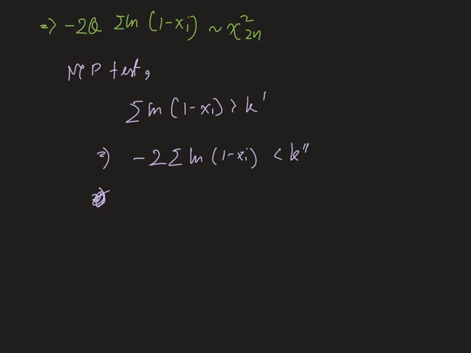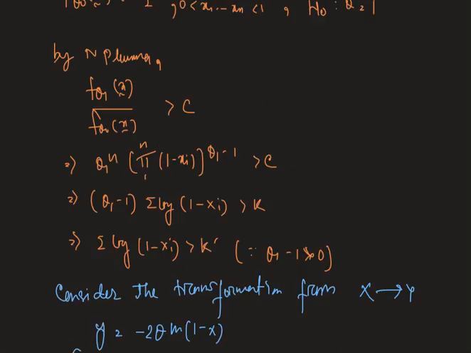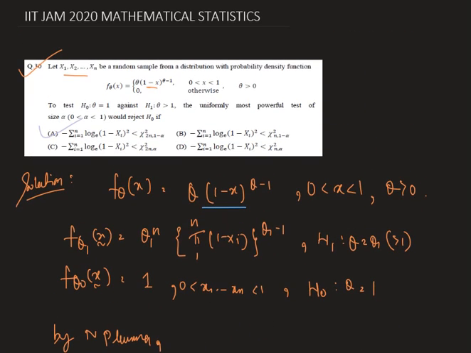Hence under H naught, such that theta equals 1, and size is alpha, then the probability that minus 2 times the sum over ln (1 minus xi) is less than chi square 2n comma 1 minus alpha equals alpha. Hence option A is the correct answer.